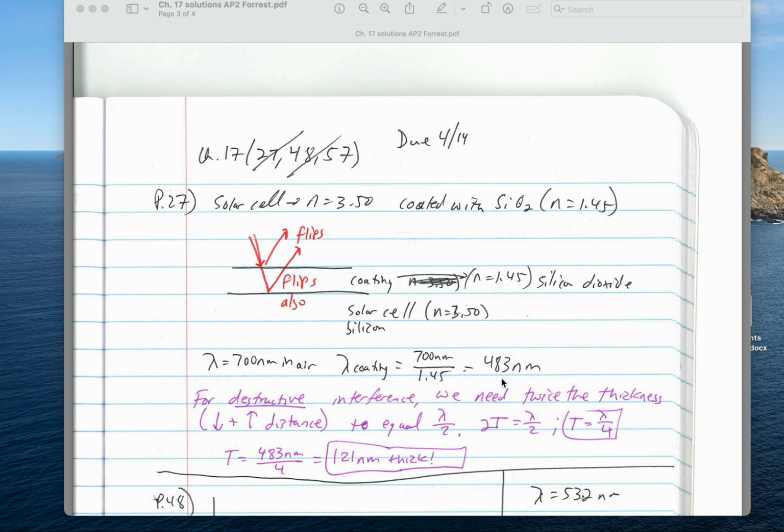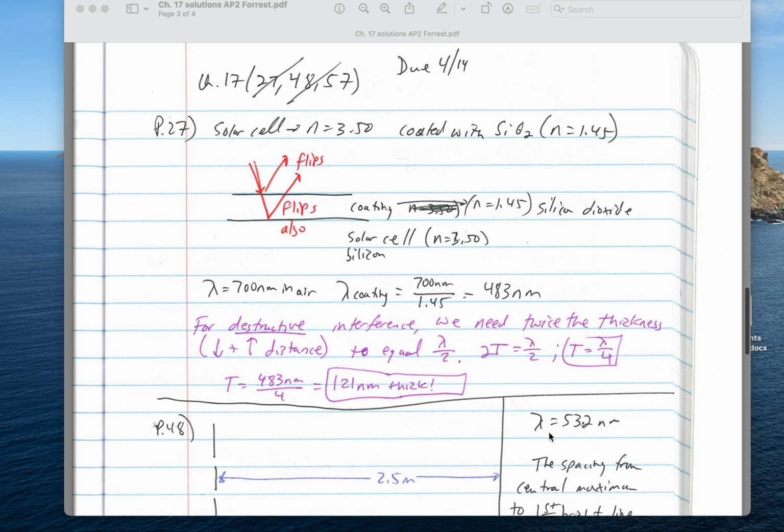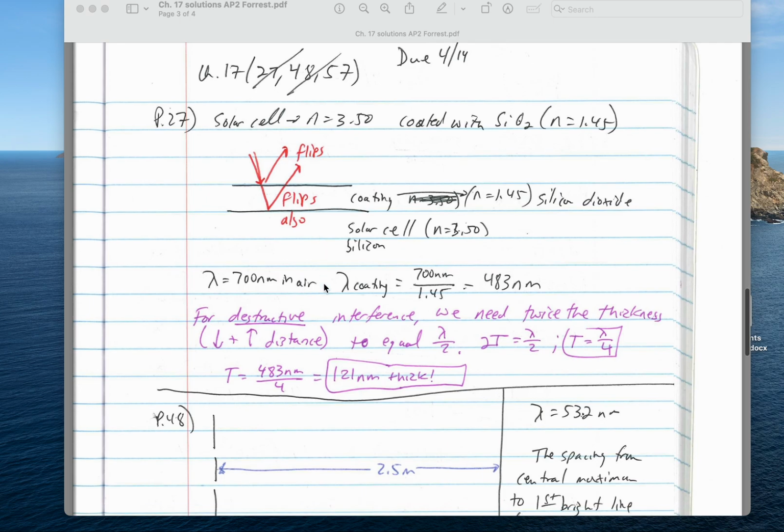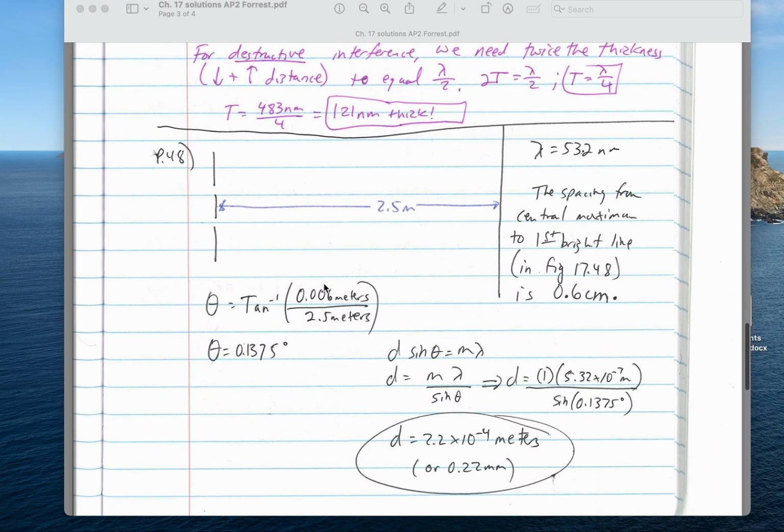Again, I'm not sure if the AP would be that specific numerically. They may ask for it in terms of a wavelength. But if they do ask for a numerical value, remember, wavelength gets shorter as you go into something that's more optically dense. Problem 48 we went over in class, so we had a 2.5 meter distance here.